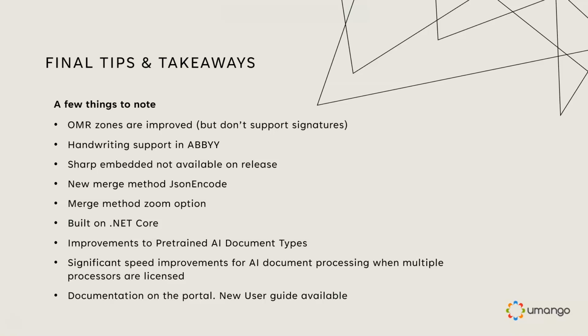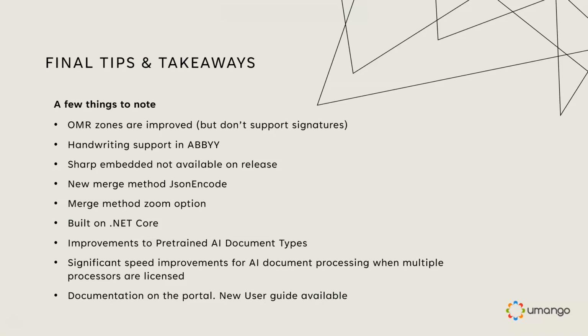It also can be a breaking change. So if you've got customers using OMR zones, and I'm talking about OMR zones, I'm not talking about OMR checkboxes in AI document types. I'm talking about OMR zone types. Where you've got customers that are using OMR zone types historically, it will be a breaking change for them in Umango 25 if they are using OMR zone types for signatures. They'll continue to work fine if they're using it for checkbox recognition, but not for signatures.